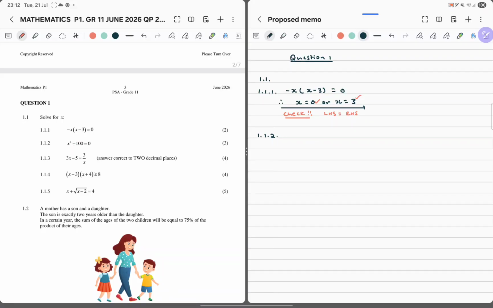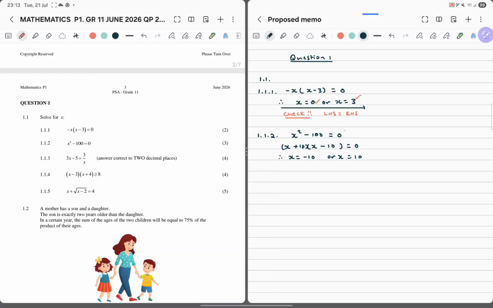Now we're looking at 1.1.2, so we've got x squared minus 100 is equal to 0. This is a difference of 2 squares for those who know. So we know how to factorize this. This is x minus 10 times x plus 10. So we can see that x is either minus 10 or x is 10.